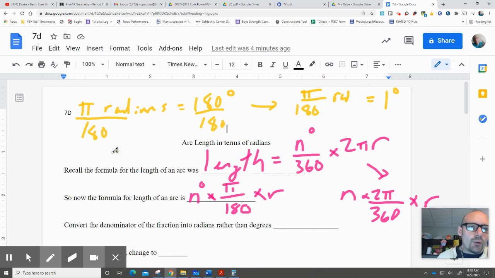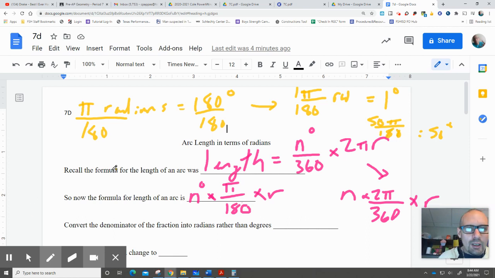Coming down here, let's say we wanted to find out what 50 degrees was in terms of radians. If 1 degree is 1 pi over 180 radians, then 50 degrees is equal to 50 pi over 180 radians. You just multiply both things by 50.